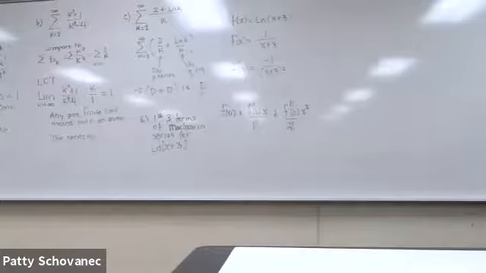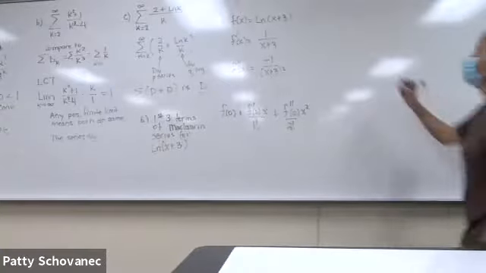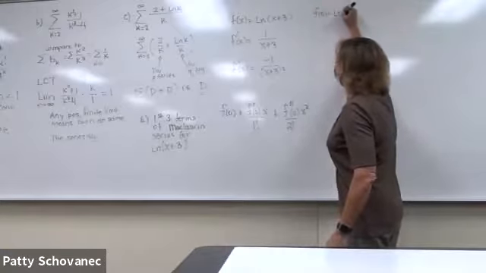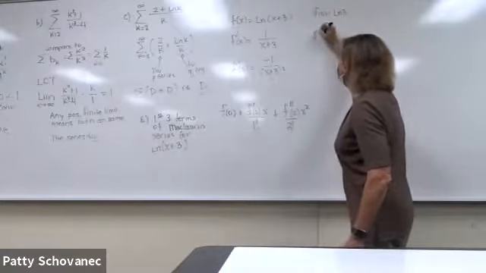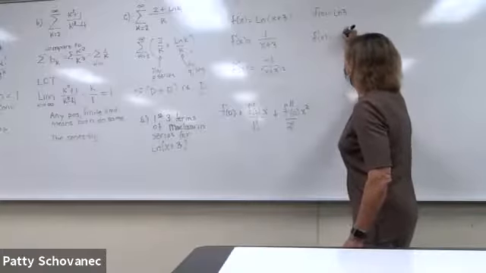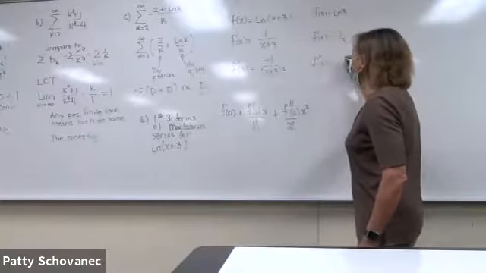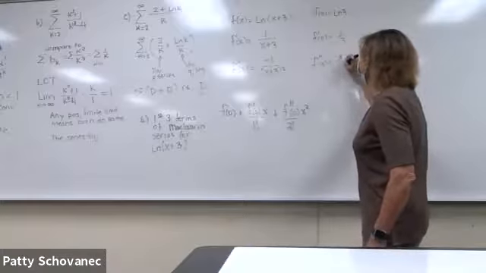Natural log of x plus 3 has as its derivative 1 over x plus 3. The derivative of 1 over x plus 3 is negative 1 over x plus 3 squared. So when we evaluate those at 0, I get the natural log of 3 as my lead term. F prime at 0 is 1/3. F double prime at 0 is negative 1 over 3 squared, or negative 1/9.